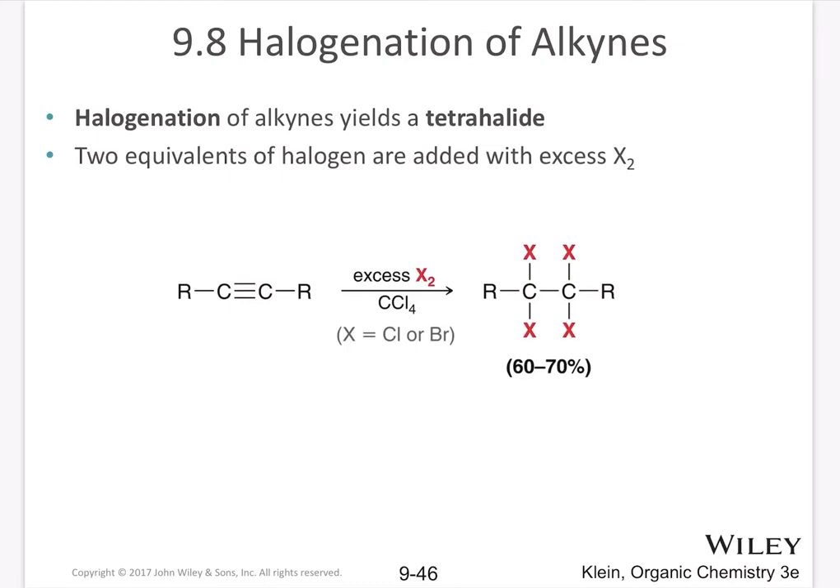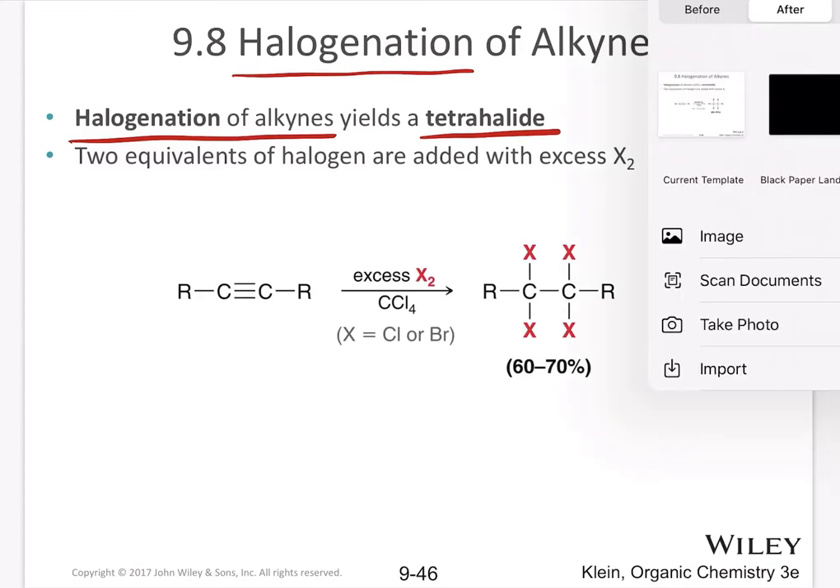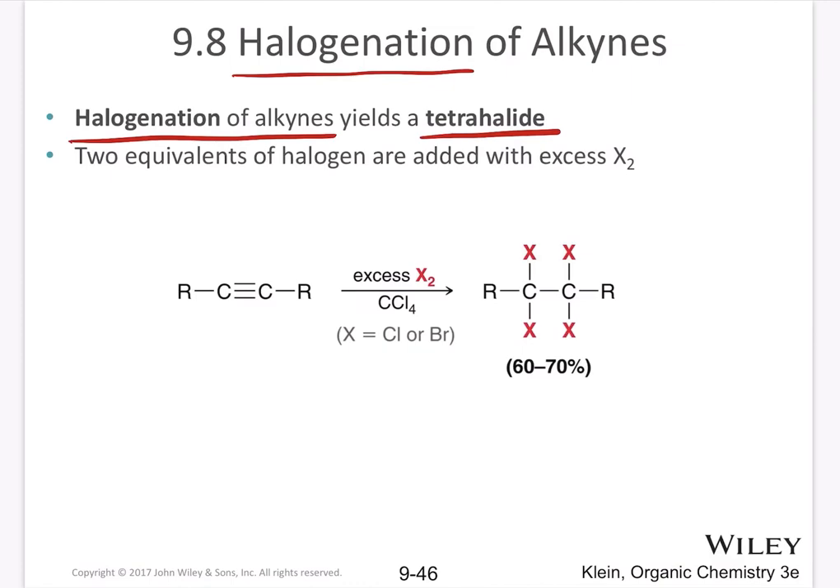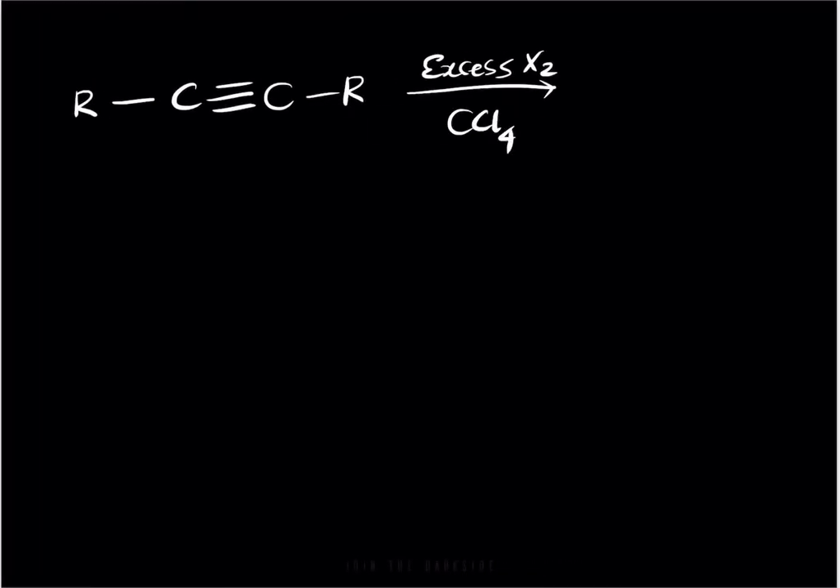So in the next topic, let's talk about halogenation. So halogenation of alkynes yields a tetrahalide. When you think about the reaction, if you take a simple alkyne, and it undergoes a reaction with excess X2, halogenation occurs in the presence of carbon tetrachloride, CCl4.